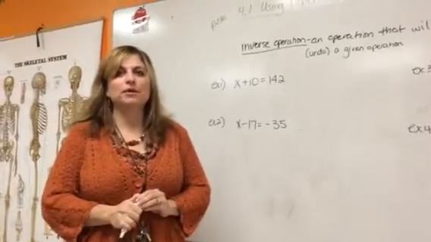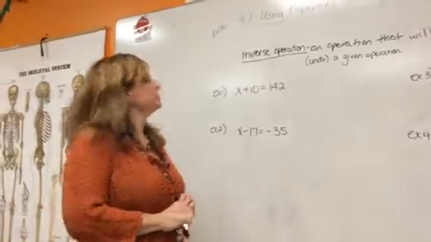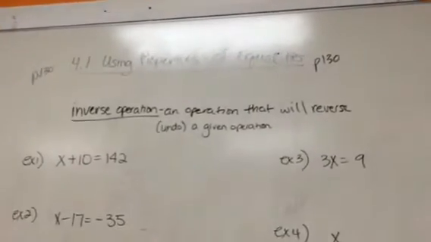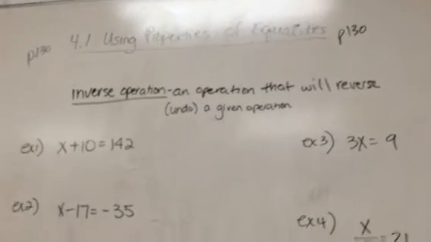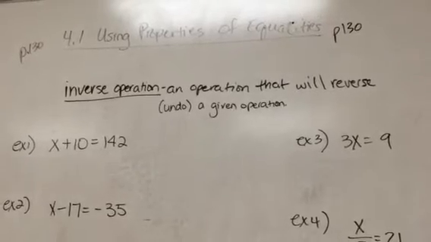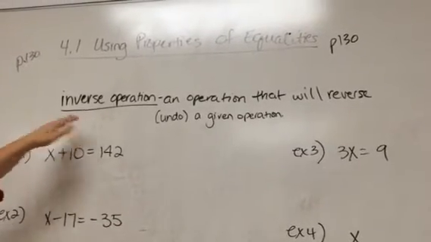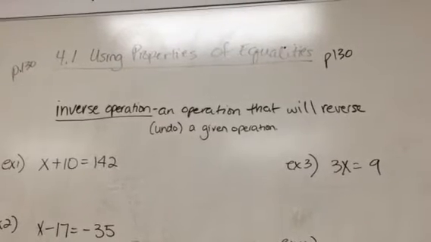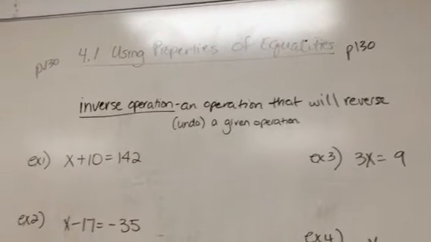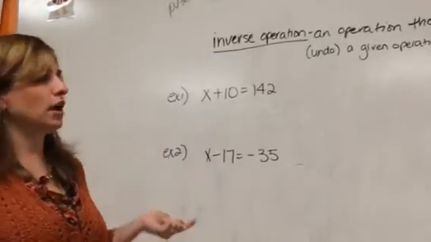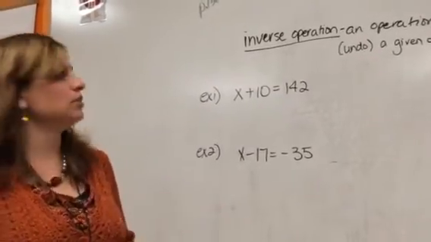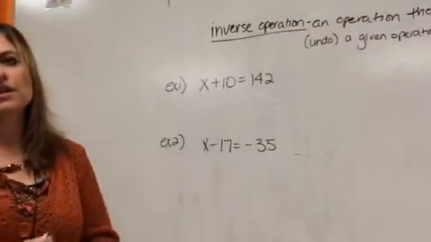Guys, today we're going to basically be solving equations. It's section 4.1 on page 130 called Using Properties of Equations. The first thing it talks about is an inverse operation, an operation that will reverse, or undo, a given operation. So the operation that reverses multiplication is what? Division. The operation that reverses addition is what? Subtraction. Okay, so we're going to be solving equations.